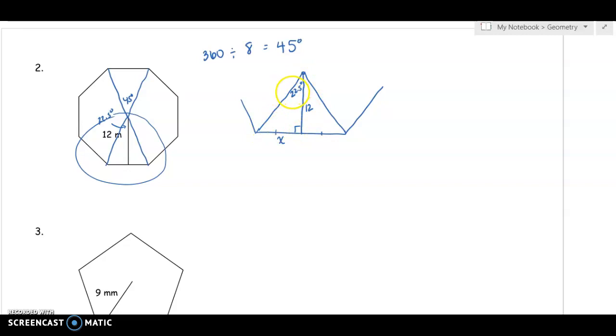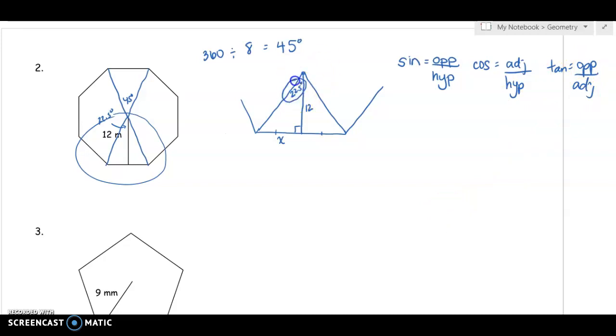This one's not a 30-60-90 triangle. Instead, it's a 22.5-degree angle. We don't have a quick way to do that, so we're going to have to go back to some other old stuff. We're going to be using sine, cosine, and tangent. So remember SOHCAHTOA. I'm writing them all down here: sine is opposite over hypotenuse, cosine is adjacent over hypotenuse, tangent is opposite over adjacent. So old stuff coming back at you.